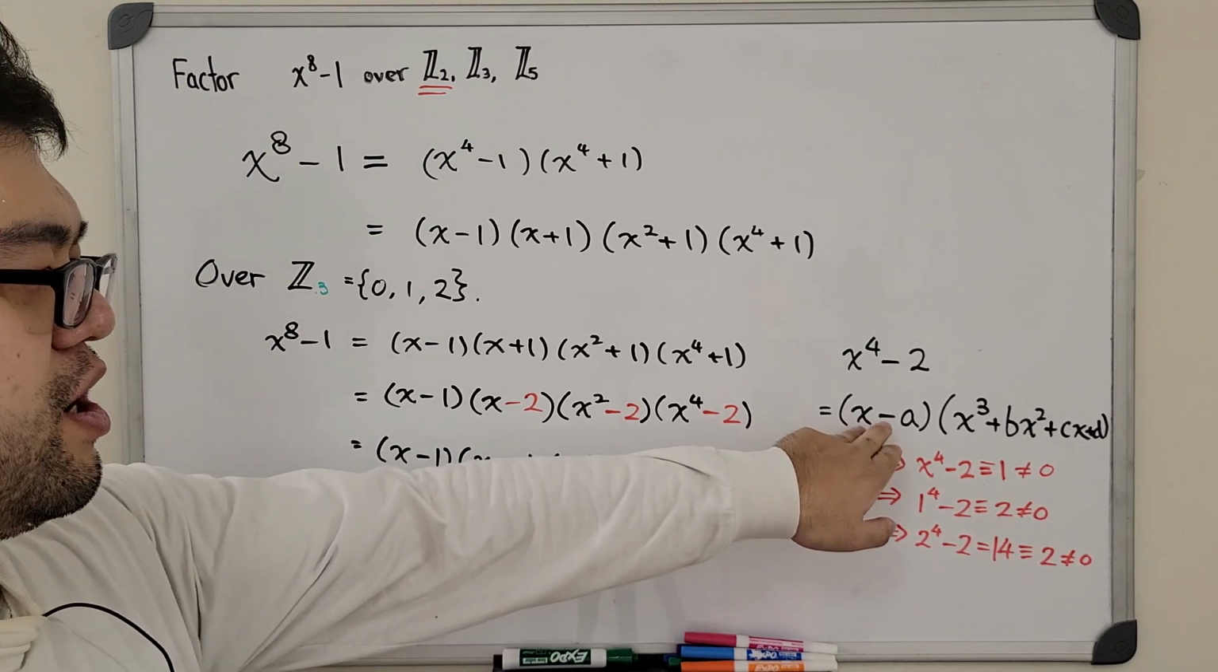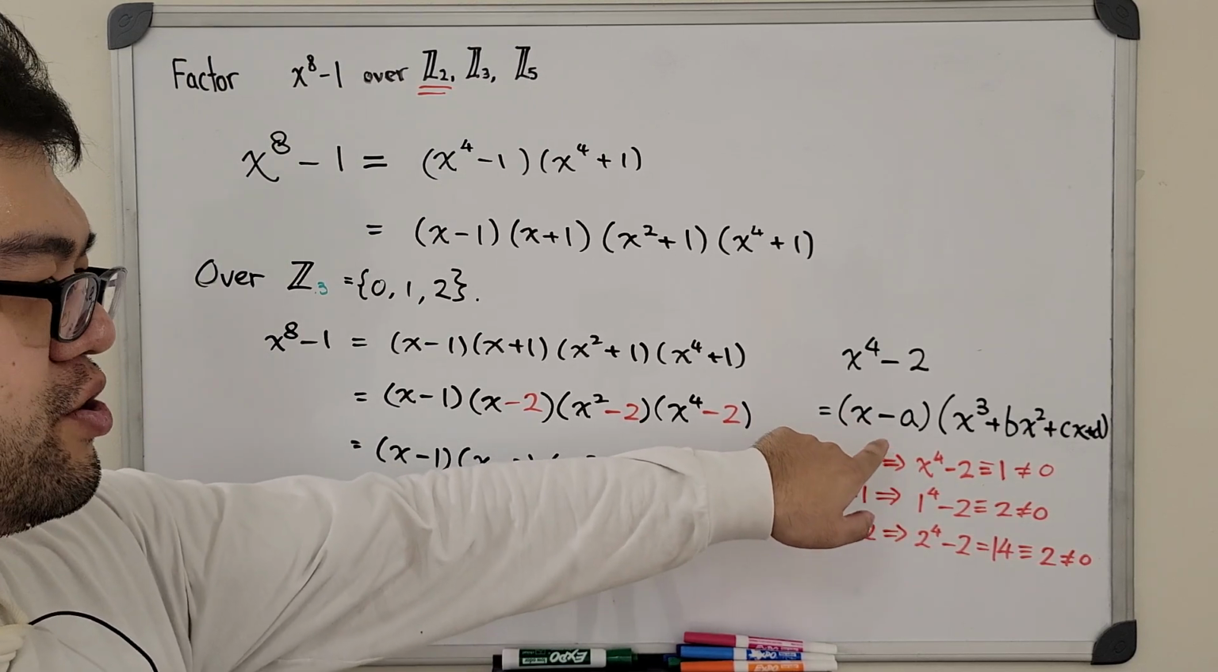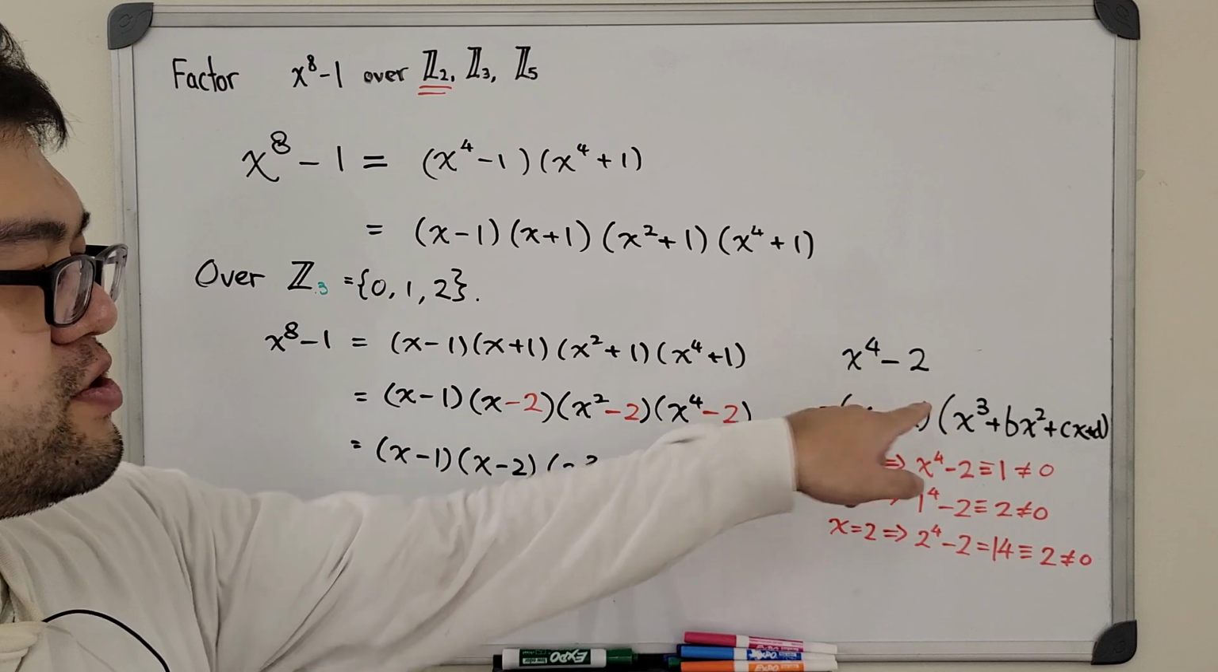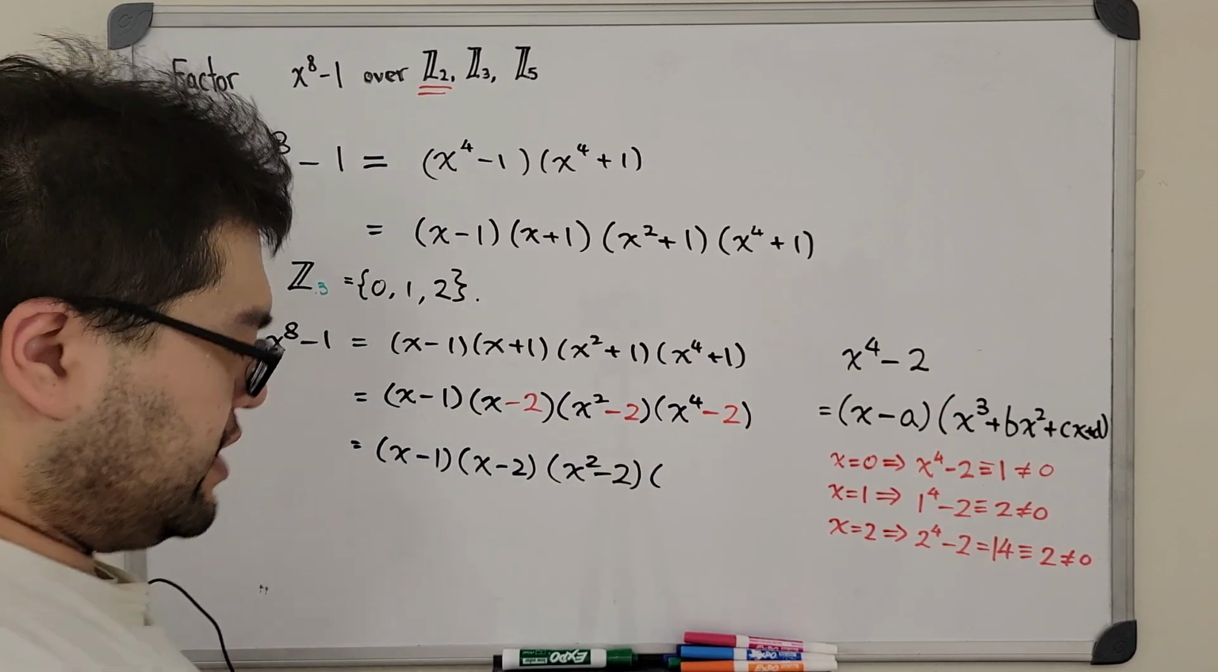Therefore, our assumption that there exists a linear factor for x to the 4th power minus 2 is not valid.